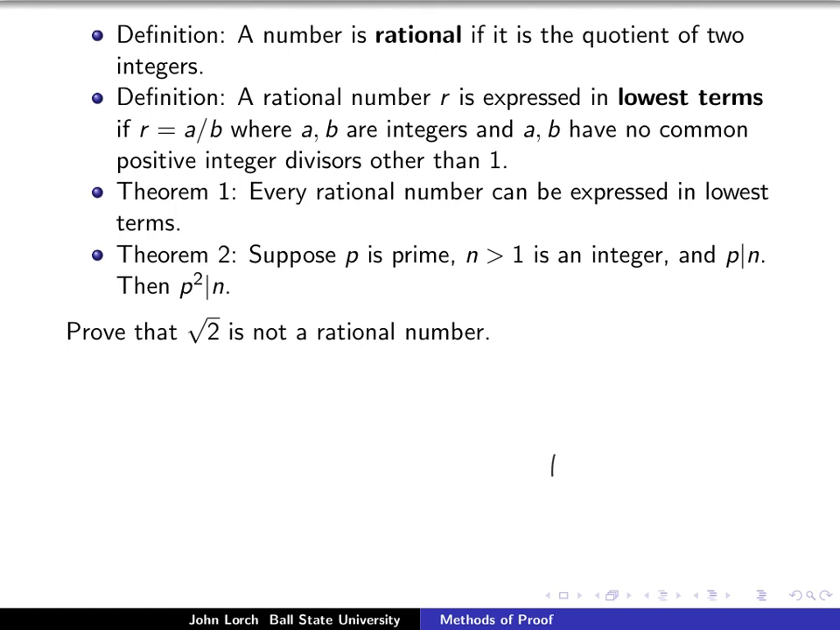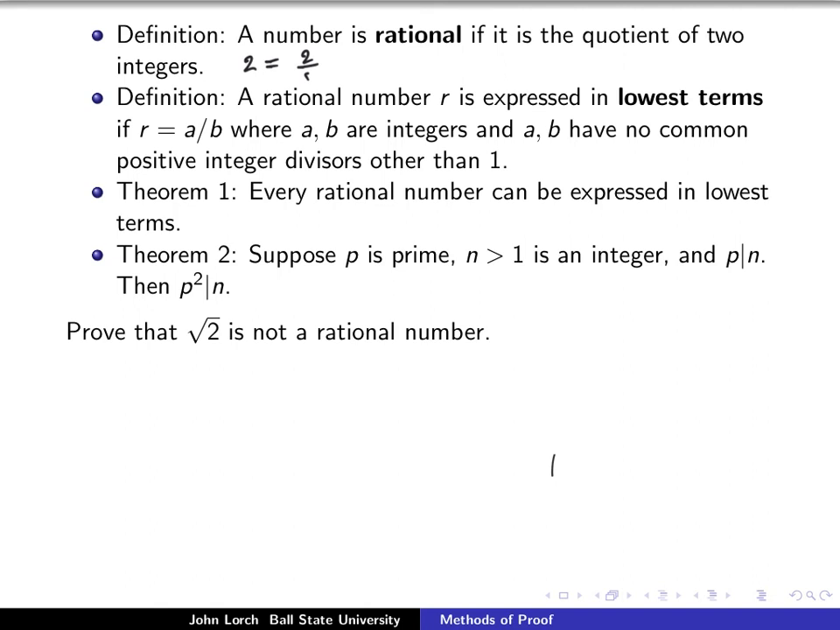So here on our final slide, we do another example of a proof by contradiction. Before we can get to the example, we have some preliminary definitions and theorems that we'll be using in the course of the example. First, we say a number is rational if it's the quotient of two integers. Note that the integers themselves are rational because if you take an integer like 2, you can write it as a quotient like 2 over 1. Second, a rational number r is expressed in lowest terms if we can write r as a over b, where a and b are integers and a and b have no common positive integer divisors other than 1.